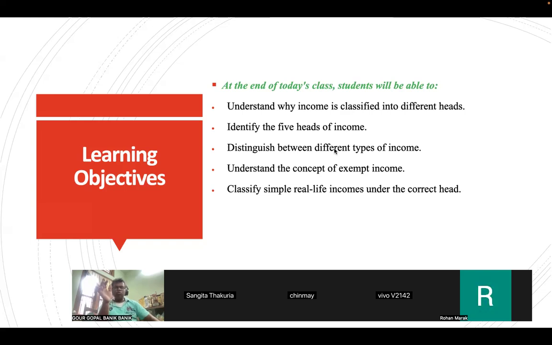If you don't know which income is not taxable and which income is taxable and under which head it is taxable, this minimum basic you must know. This is a must for you to understand this much.